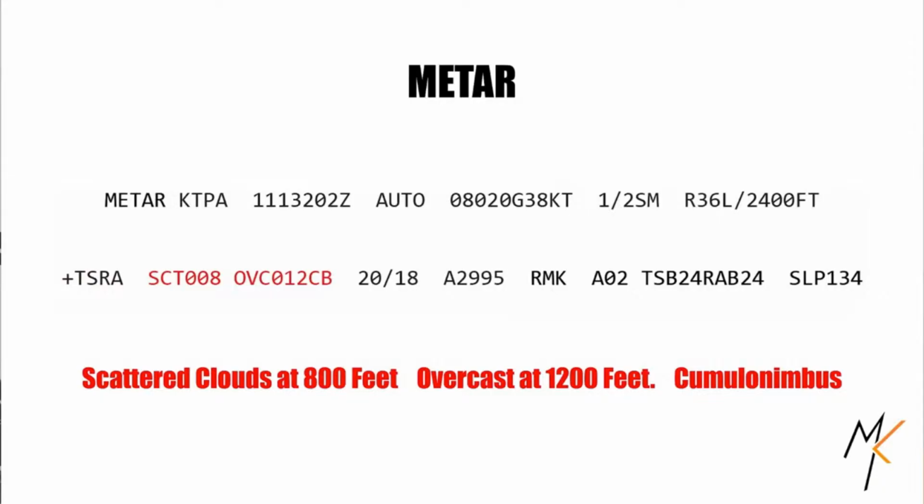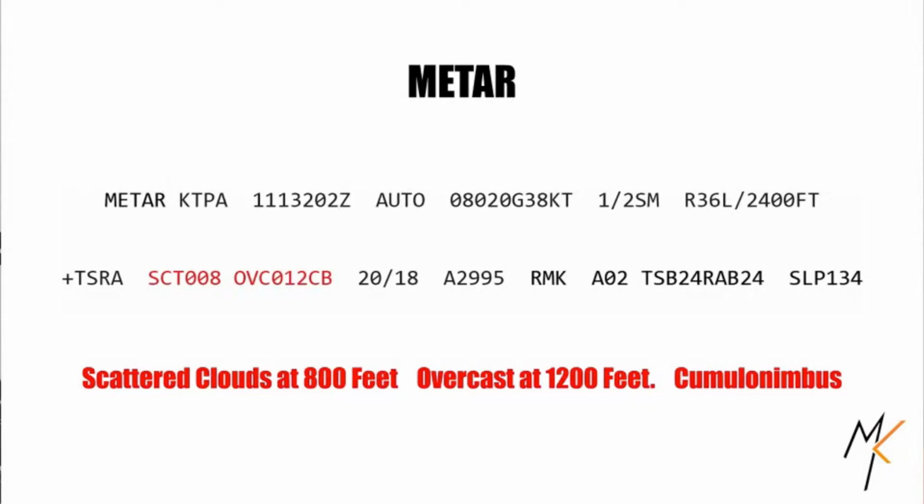This next set is our sky conditions. So the first part tells us the clouds are scattered. That's the SCT, scattered at 008. This is our altitude, and these clouds are at hundreds of feet. So this means our clouds are scattered at 800.